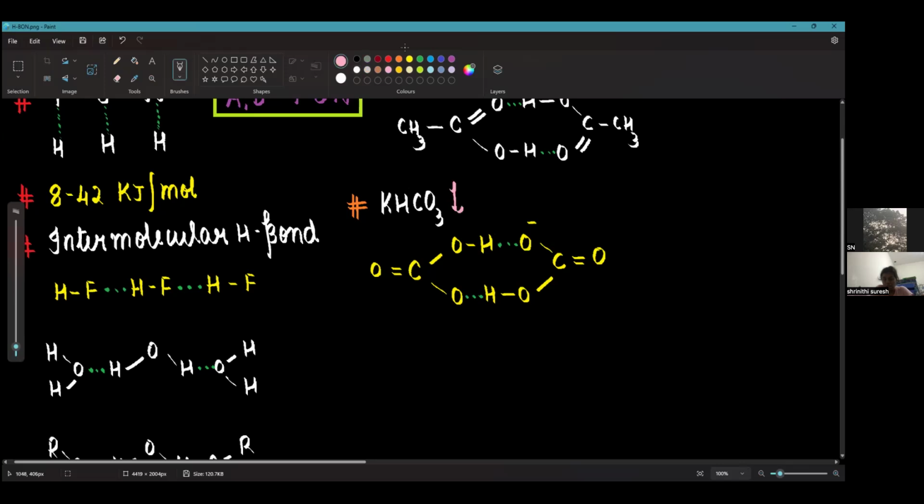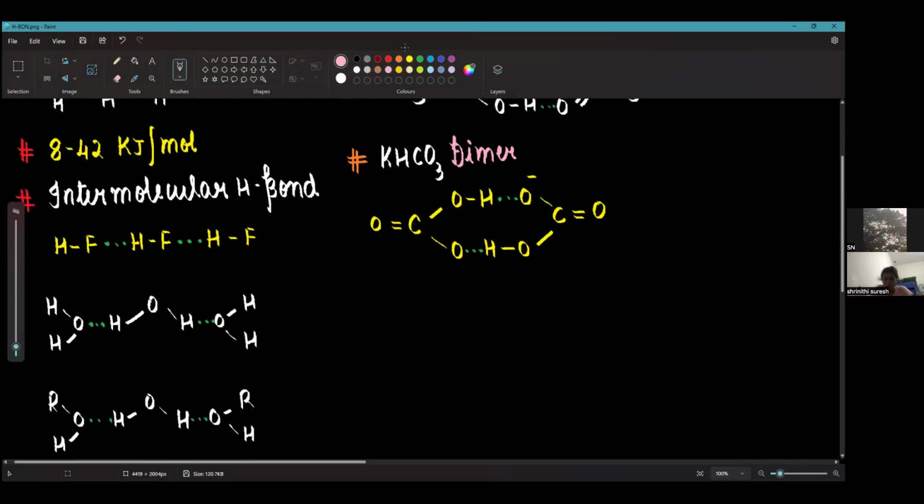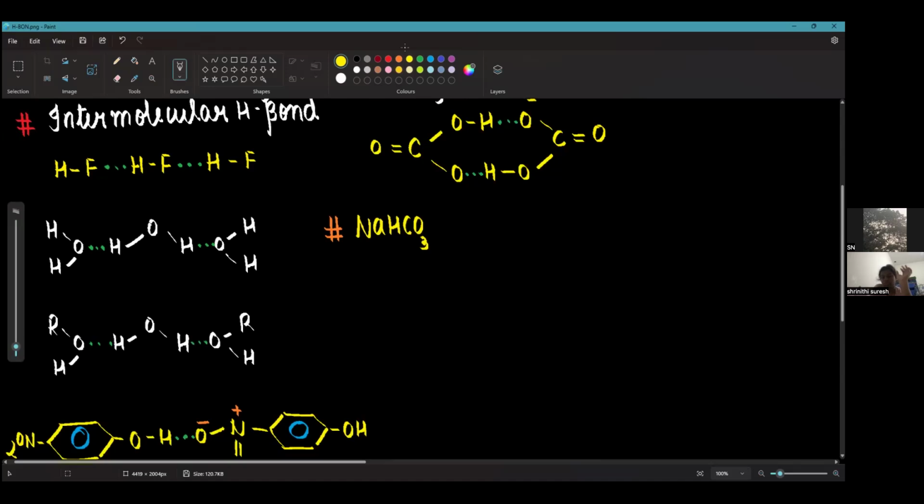This also forms a dimer. The anion of potassium hydrogen carbonate, KHCO3, forms a dimer. But if I take NaHCO3, which is called sodium bicarbonate or sodium hydrogen carbonate, it is going to form a polymer. So it will form a polymer like this.